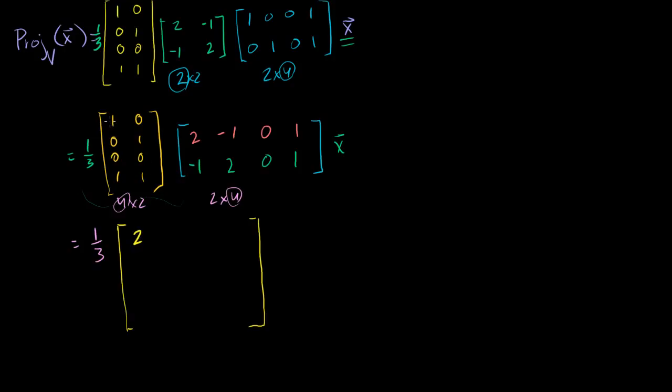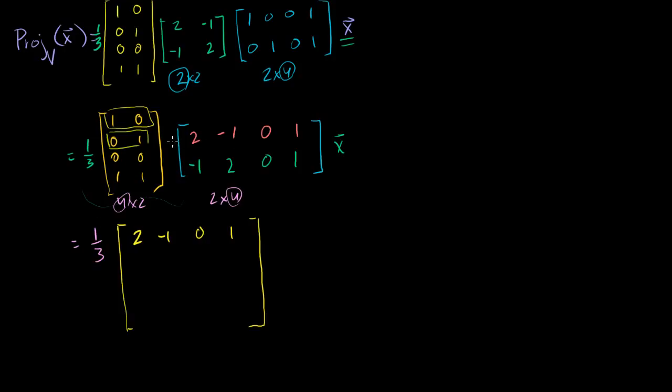The next entry, 1 times, this column times, this row times any column here is just going to be the first entry in the column, right? Because it gets zeroed out. So 1 times 2 plus 0 times minus 1 is just 2. 1 times minus 1 plus 0 times 2 is just minus 1. 1 times 0 plus 0 times 0 is 0. 1 times 1 plus 0 times 1 is just 1. Right? When you take this row and you multiply it times these columns, you literally just got your first row there.